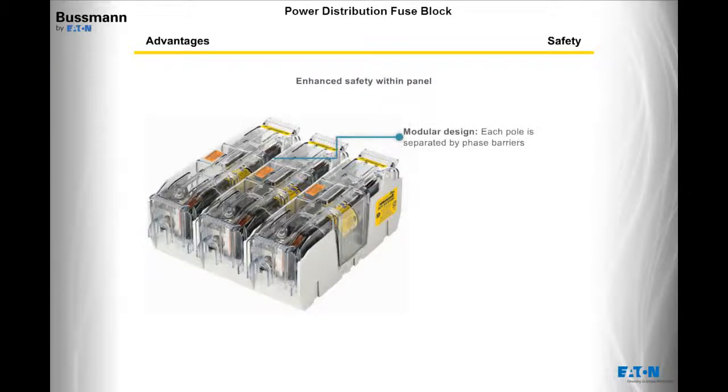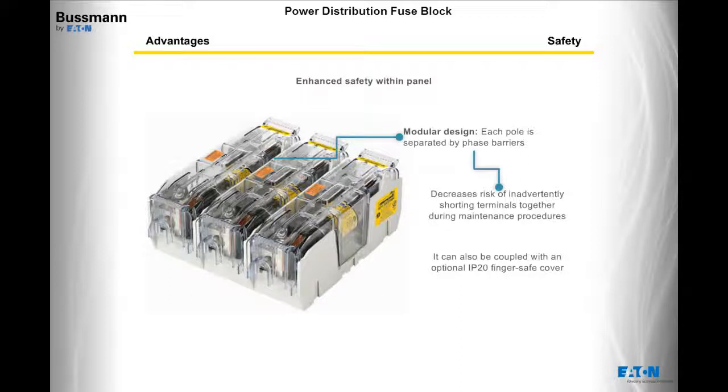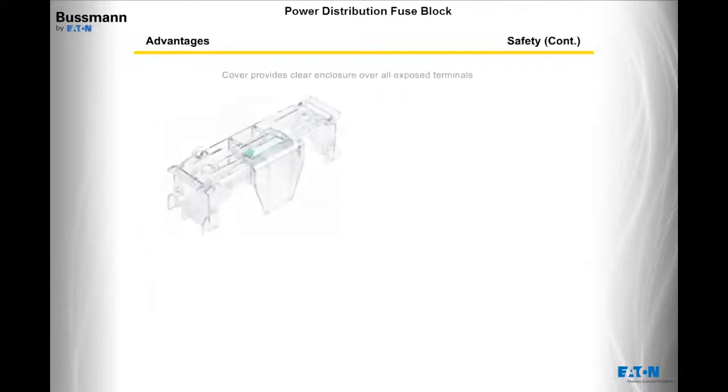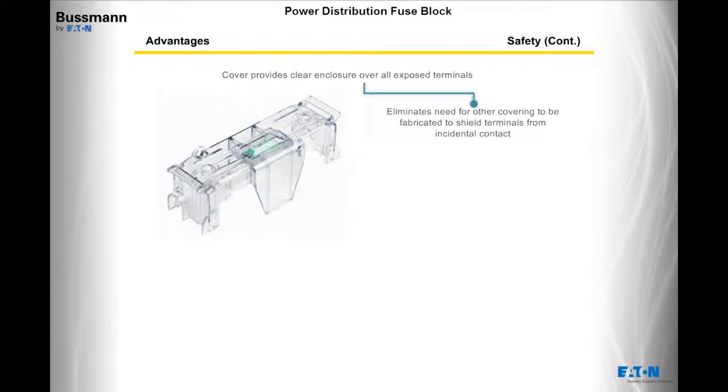With the modular design, each pole is separated by phase barriers, which decreases the risk of inadvertently shorting terminals together during maintenance procedures. The power distribution fuse block can also be coupled with an optional IP20 finger-safe cover. The cover provides a clear enclosure over all exposed terminals, eliminating the need for any other covering to be fabricated to shield the terminals from incidental contact.